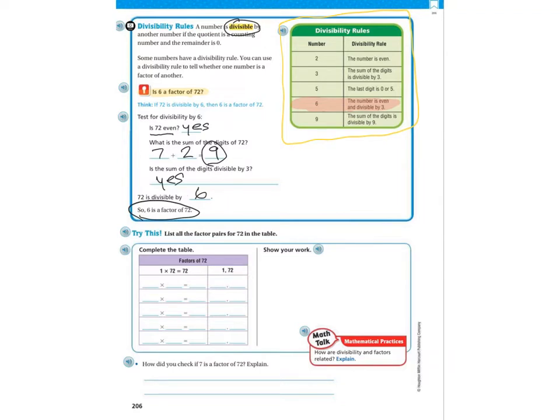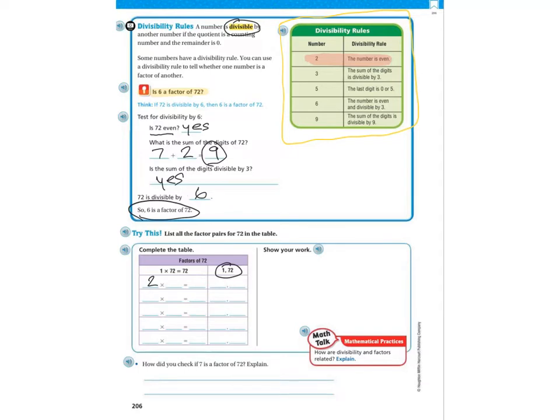Well, what I like to do is start off with the number 2, right? We already have 1. 1 times 72 is 72. And then our factor pairs go here. So let's start off with the number 2. I already know 2 is going to be a factor of 72. And then you're probably saying, but, Mr. Carey, how do you know that? Well, let's go up to our little table. For 2, the number is even. That is the only thing it has to be. And fortunately for us, 72 is an even number. So 72 is divisible by 2.